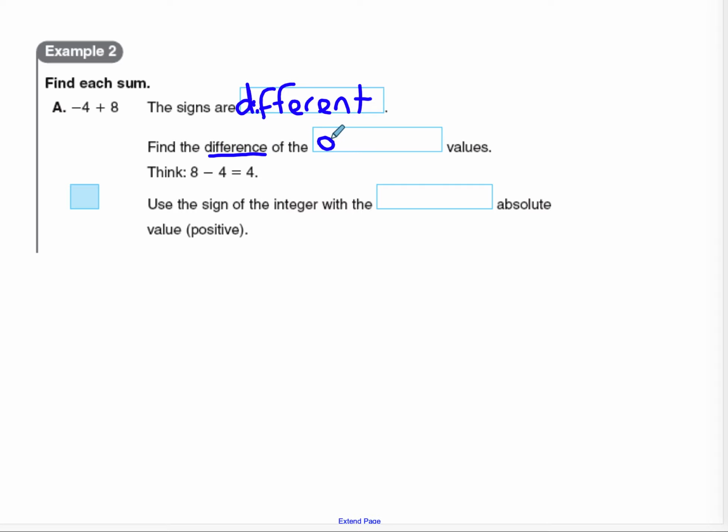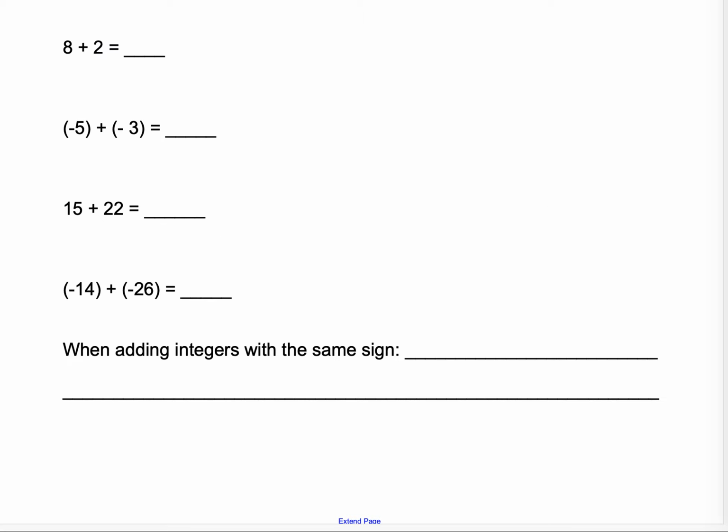We're finding the difference of the absolute values. We're thinking of them as positive numbers, and then we are subtracting. So we're thinking 8 minus 4 equals 4. So 4 is the number part of our answer, and then we need to think about, is it positive or negative? So I have 8 positives, 4 negatives. More positives, answer's positive. So we're using the sign of the integer with the greater absolute value.